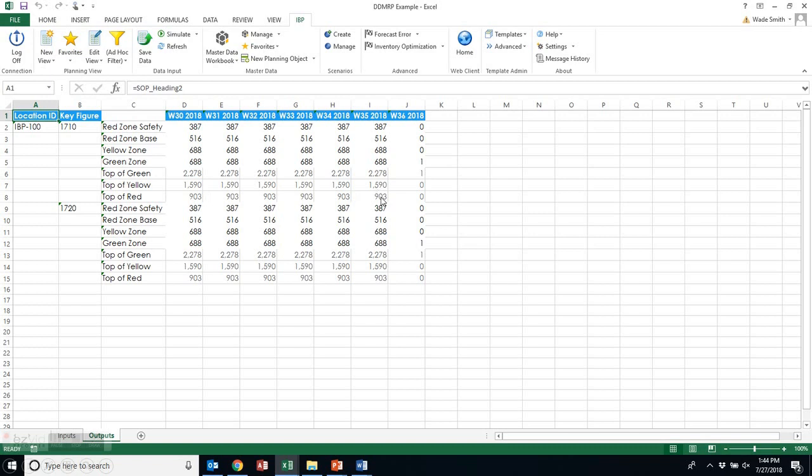So in other words, for this example, if the top of red is 903 at 1710, then if my inventory goes below 903, I'm in the red zone. If it goes below 1590, I'm in the yellow zone, and if it goes below 2278, the green zone. That should almost equate to the inventory target, but we'll talk about that in a second. Again, 1720 and 1710 both have inventory values for this.